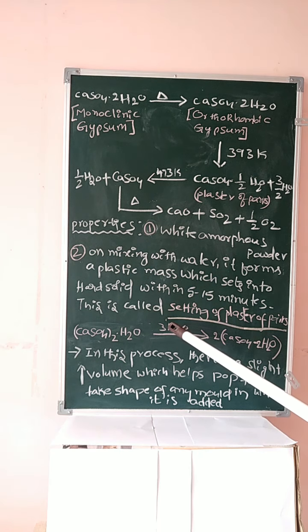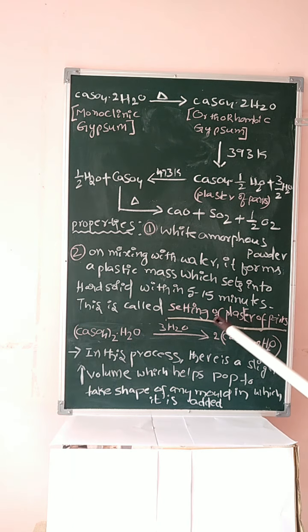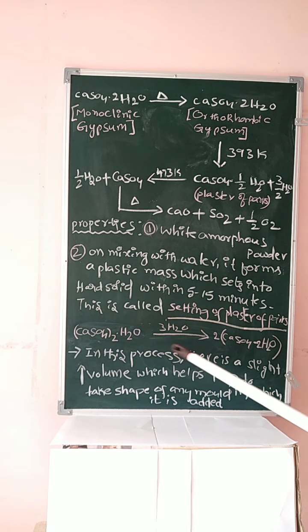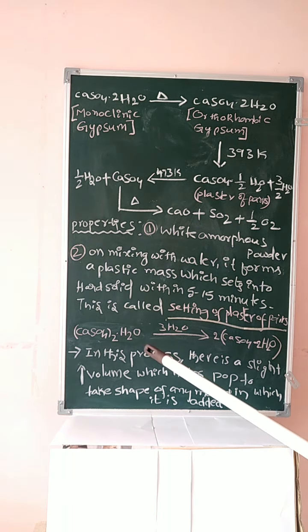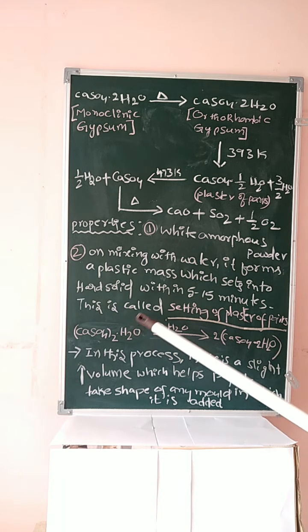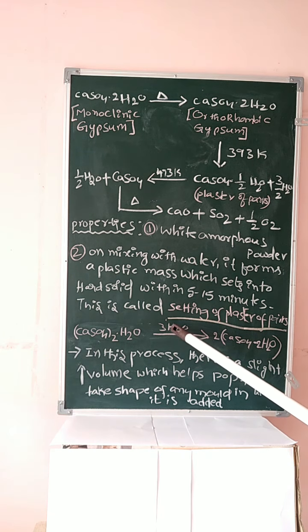On mixing with an adequate quantity of water, it forms a plastic mass. This plastic mass sets into a hard solid within 5 to 15 minutes. This is called setting of plaster of Paris, because the plaster of Paris sets into a hard solid. In examination they will ask, what is setting of plaster of Paris? The phenomenon of conversion of plaster of Paris into gypsum by the addition of a sufficient quantity of water is known as setting of plaster of Paris.